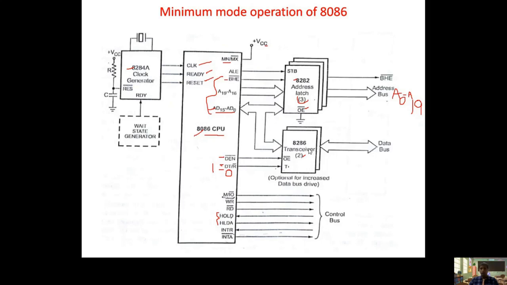Similarly, the transceiver's role is transmitting or receiving data between 8086 and the external device. This transceiver also has 2 signals, OE bar and T. OE bar should be connected to DEN bar, and T is connected to DT by R bar, and these are some of the control signals. Like that, we can analyze the minimum mode operation of 8086 easily.